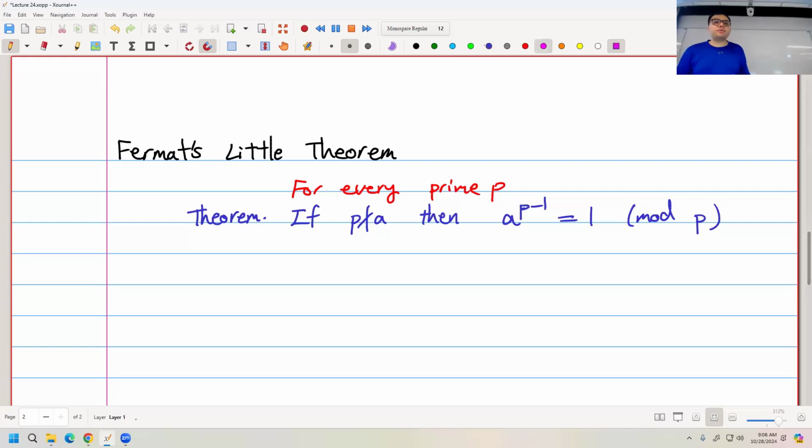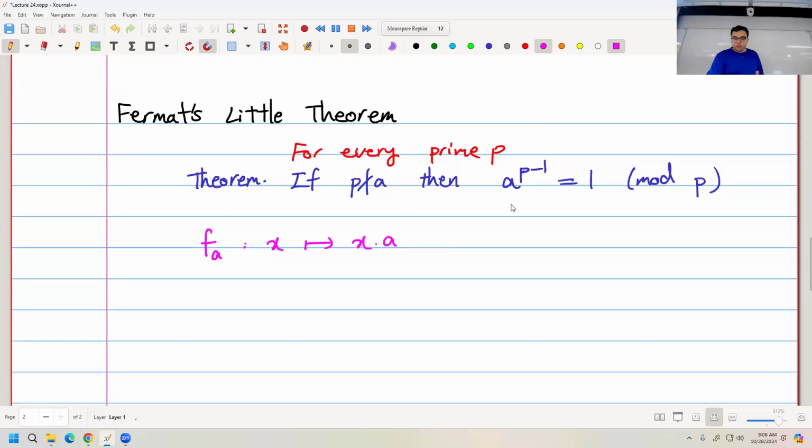Here's the first proof, and this is the proof that I was asking you to come up with in the problem set. So consider some number A, and let's say I define a function f sub A, and what this function does is that it takes any number x, and it just maps it to x times A. Okay. And all of my calculations are modulo P here. So all of my numbers are between 0 to P minus 1. X is between 0 to P minus 1. X times A is between 0 to P minus 1. Okay. So I'm considering this function.